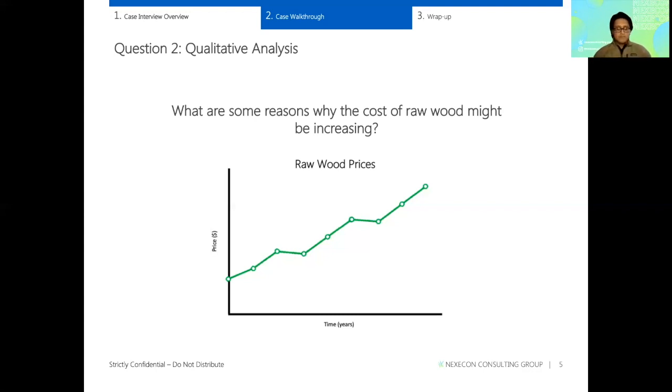Yeah, absolutely. In fact, our team found that that was actually one of the leading causes of this increasing cost of raw wood. So good job there. I think we're good to move on.